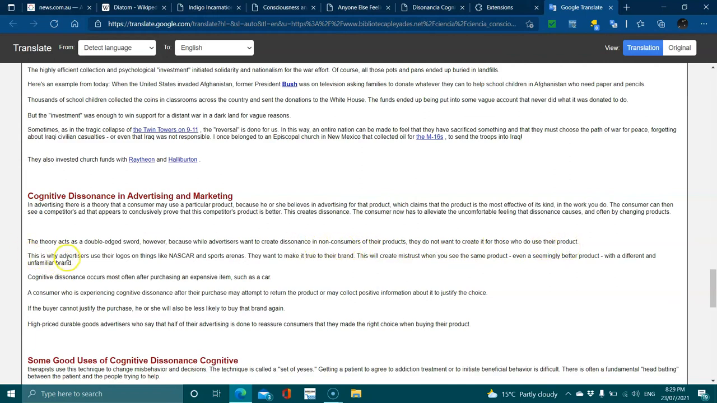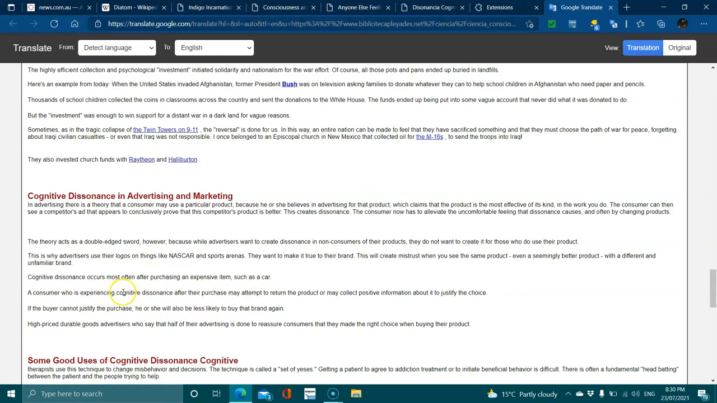This is why advertisers use logos on things like NASCAR and sports arenas. They want to make it true to their brand. They create a mistrust when you see the same product, even a seemingly better product, with a different and unfamiliar brand. Cognitive dissonance occurs most often after purchasing expensive items such as a car.